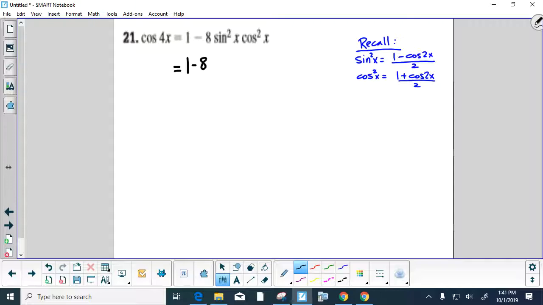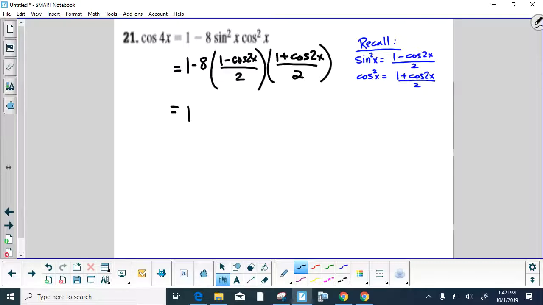Minus 8 times, well, what is sine squared equal? I got it right here. 1 minus cosine of 2x over 2 times cosine squared, which is 1 plus cosine 2x over 2. And then this is 1 minus 8. Now, 2 times 2 is 4, right? 8 over 4 is 2. So I'm just going to put a 2 out here. And then I'm left with 1 minus cosine 2x times 1 plus cosine 2x.